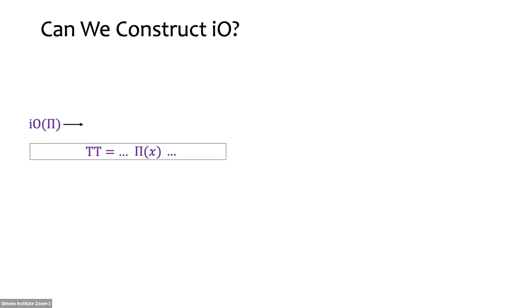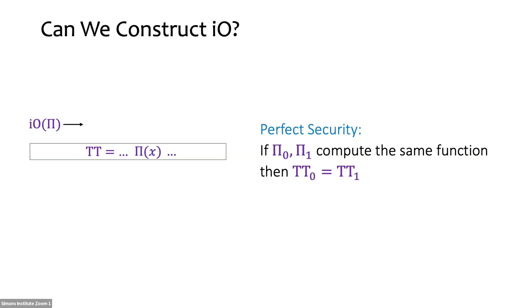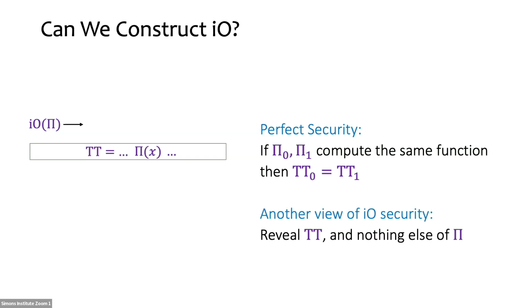As a first thought, for the task of building IO, what if I just simply output the truth table? Give me the program, and I give you the entire truth table that contains the outputs for every possible input. This would really achieve perfect security, because for any two programs that implement the same function, the truth table would be identical. And this also tells us that another view on IO security is that it should permit revealing the entire truth table, and that is the only information that is revealed.